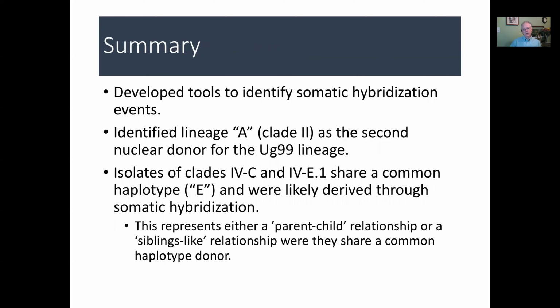So in summary, we've developed tools to identify somatic hybridization events. We identified that lineage A, or genetic group clade 2, is the second nuclear donor for the UG99 lineage. Isolates of clades 4C and 4E1 share a common haplotype E, and were likely derived through somatic hybridization. This represents either a parent-child relationship or a sibling-like relationship where they share a common haplotype donor.